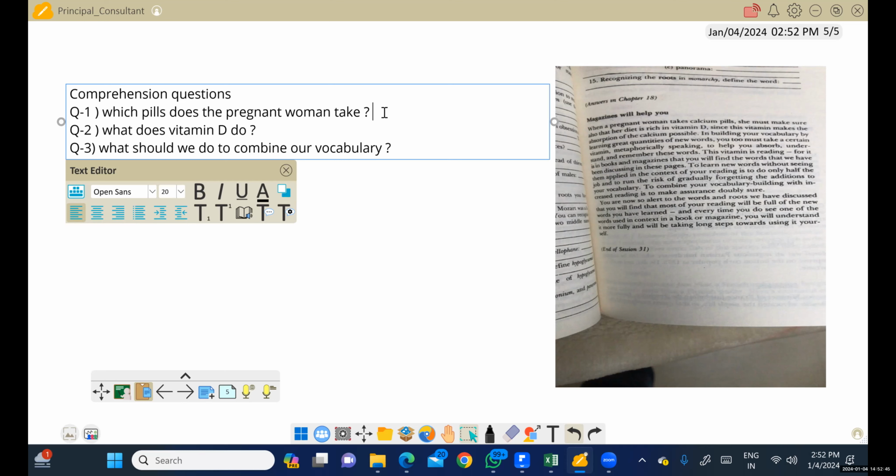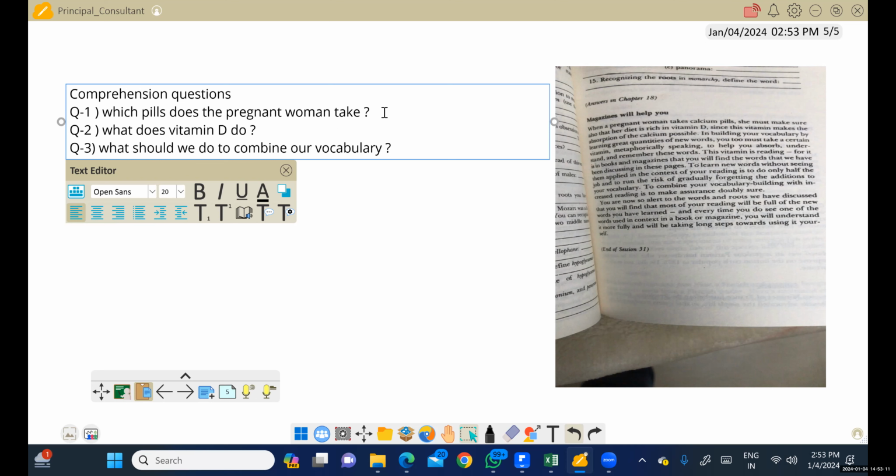Priyanka, which pills does the pregnant woman take? The pregnant woman take calcium pills. The pregnant woman takes, not take. See, here you might lose your marks if you said take, your grammatical error. The pregnant woman takes calcium pills. Correct? Fine.